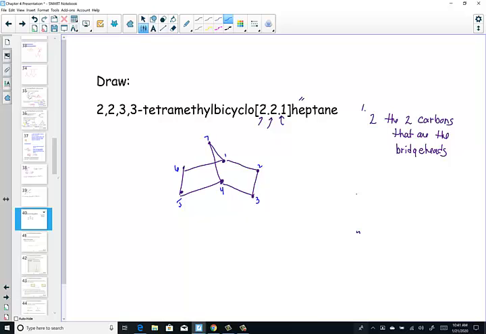Now let's figure out this part. We've got 2,2,3,3, and I could do this left or right. I'll just choose to do them here. 2,2, there's some methyls. 3,3. That's 2 more methyls for tetramethylbicyclo[2.2.1]heptane. Cool.